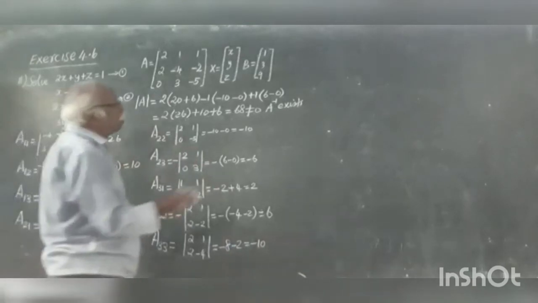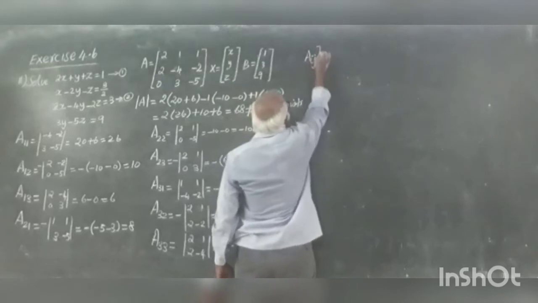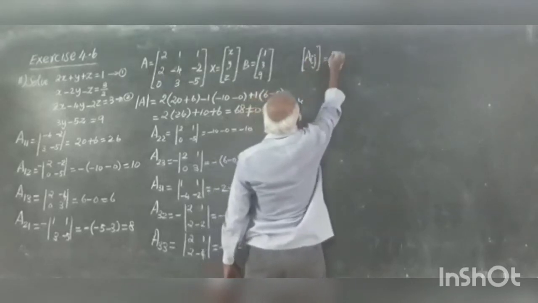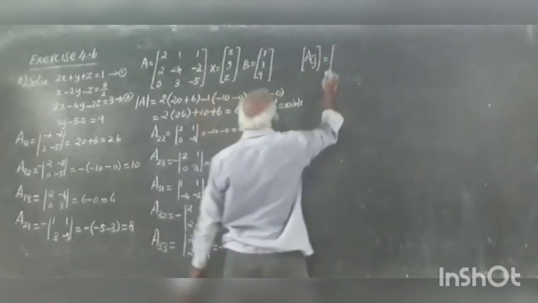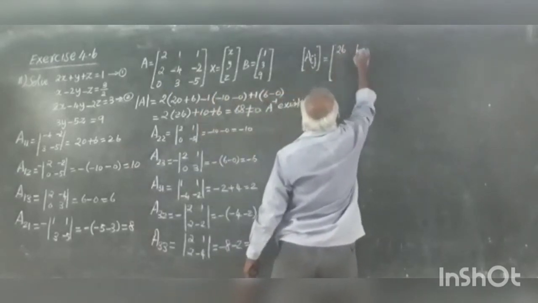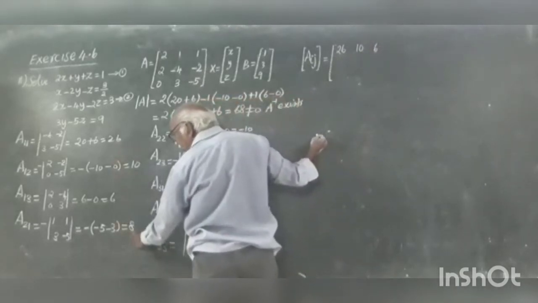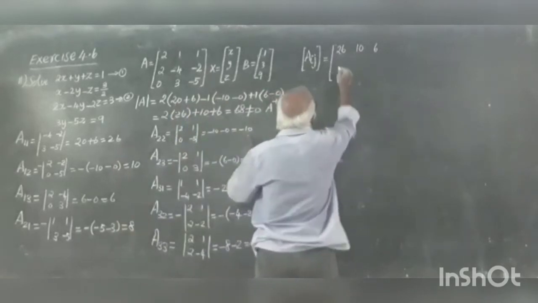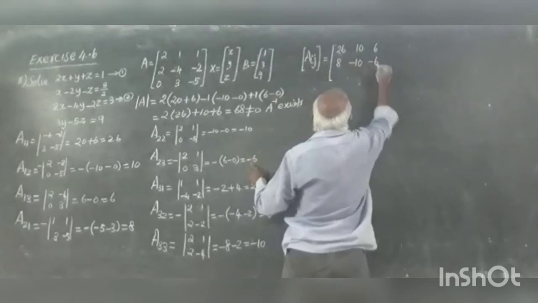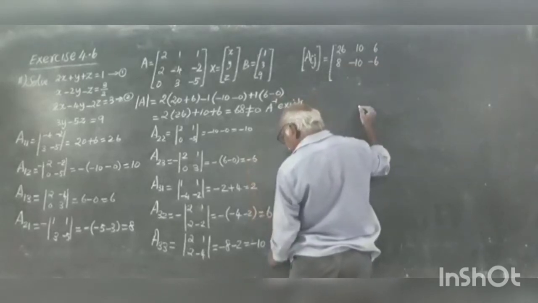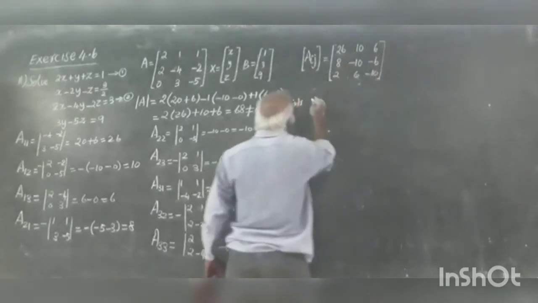Then find the cofactor matrix, writing in order. What is the first row? First row 26, 10, 6. Second row 8, minus 10, minus 6. Third row 2, 6, minus 10. Then find adjoint A.